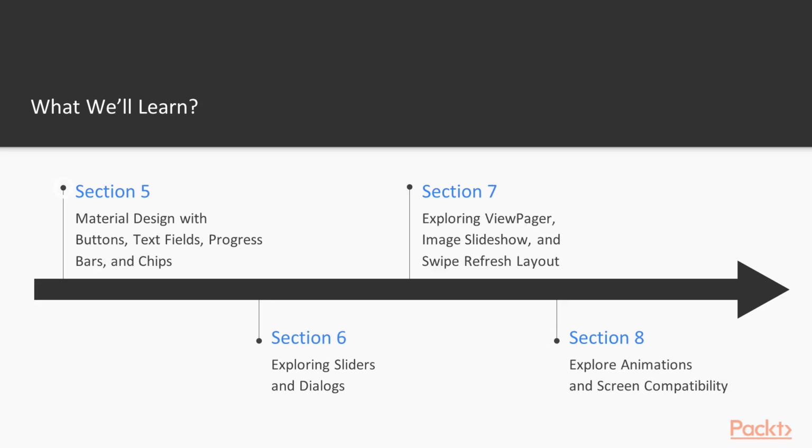Then we will move on to section 5, where we will explore material design with buttons, text fields, and progress bars. After that, in section 6, we will learn about sliders and dialogs. Then in section 7, we will learn about view pagers, image slideshows, and swipe refresh layouts. And in the last section, we will learn about animations and screen compatibility.